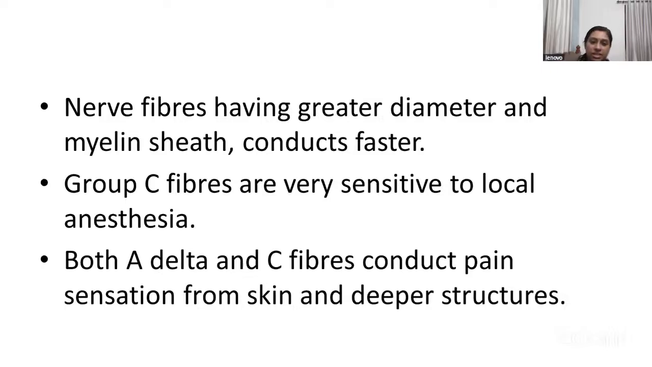Nerve fibers having greater diameter and myelin sheath usually conduct faster, as you have already mentioned. If the myelin sheath is present, the impulses will be conducted faster, by the nodes of Ranvier. By saltatory conduction, myelinated nerve fibers are fast conducting nerve fibers. Group C fibers are very sensitive to local anesthesia. Both A delta and C fibers conduct pain sensation from the skin as well as the deeper structures.